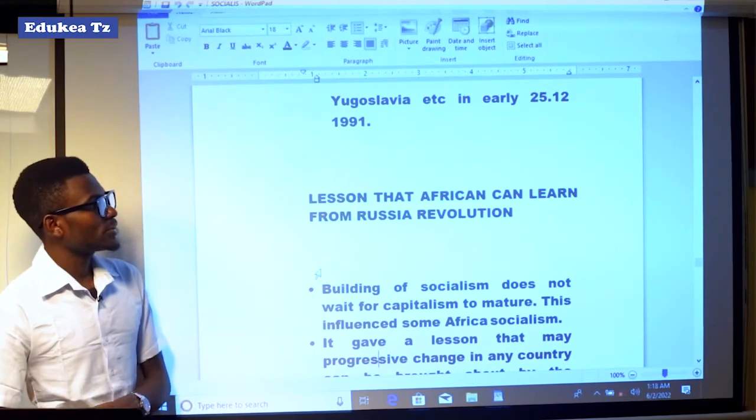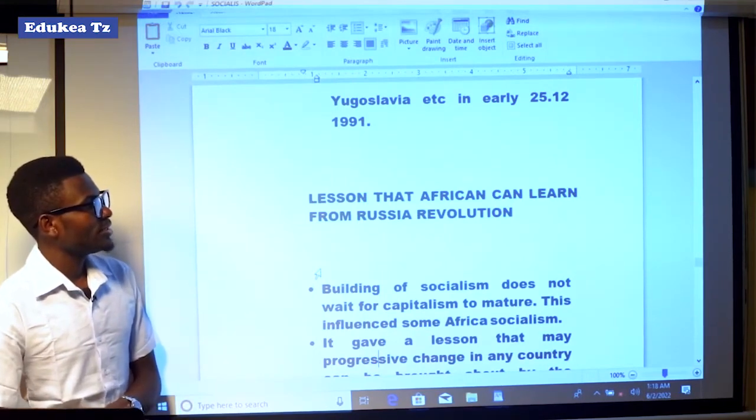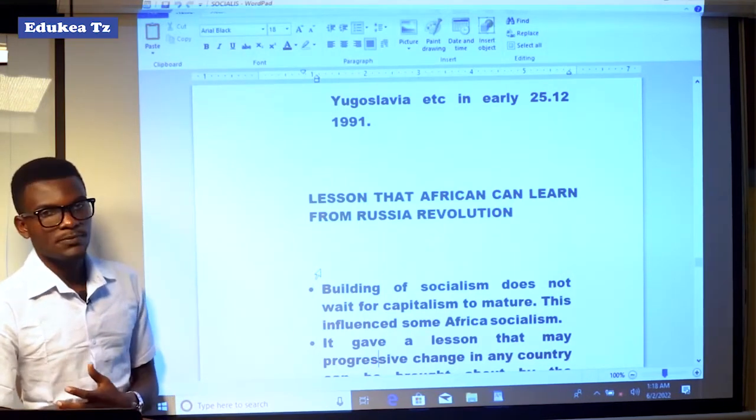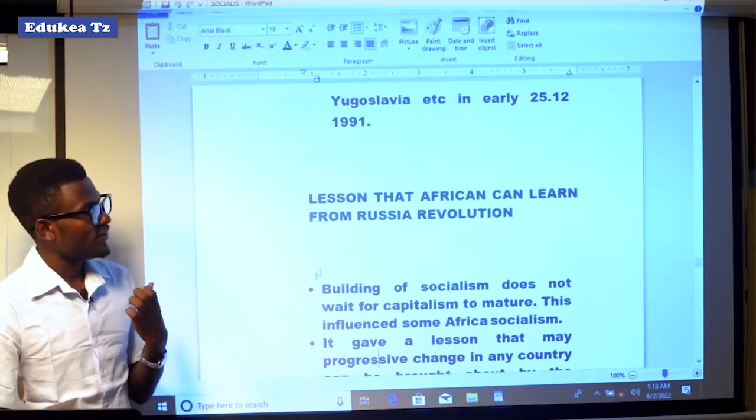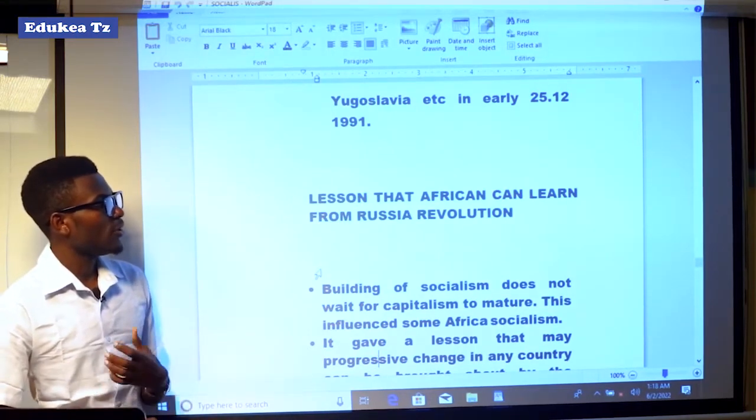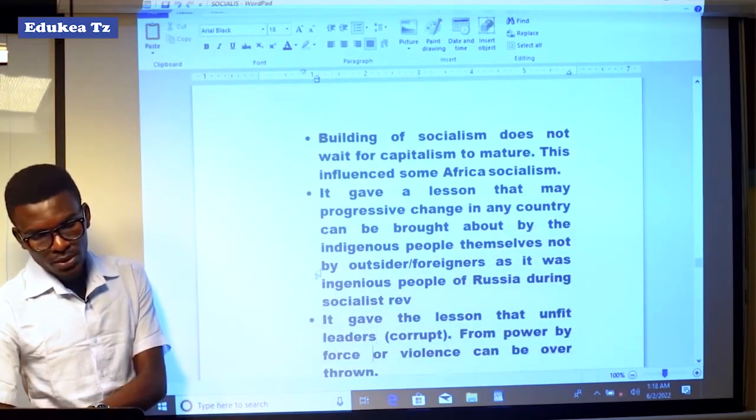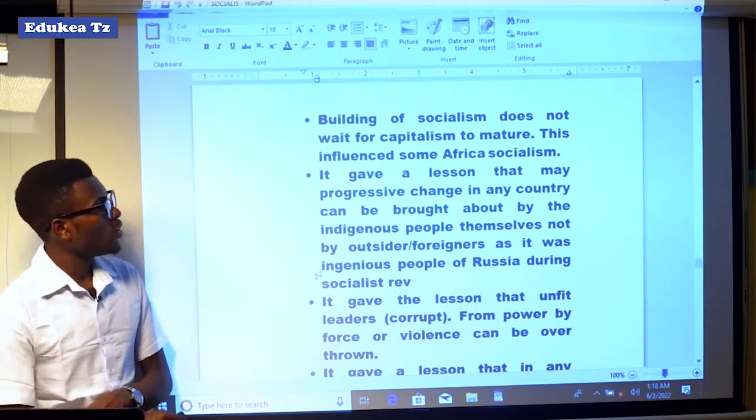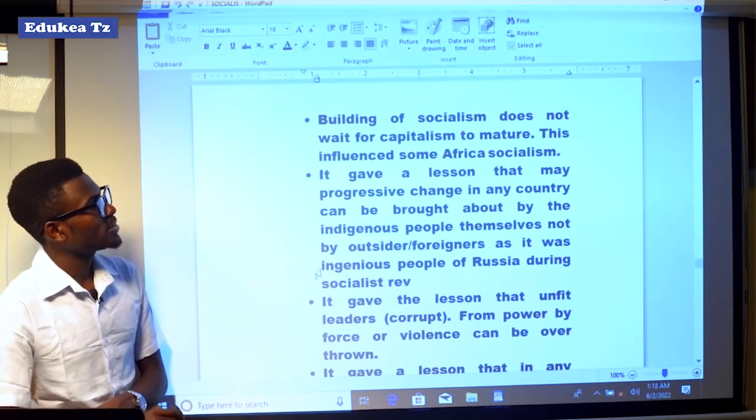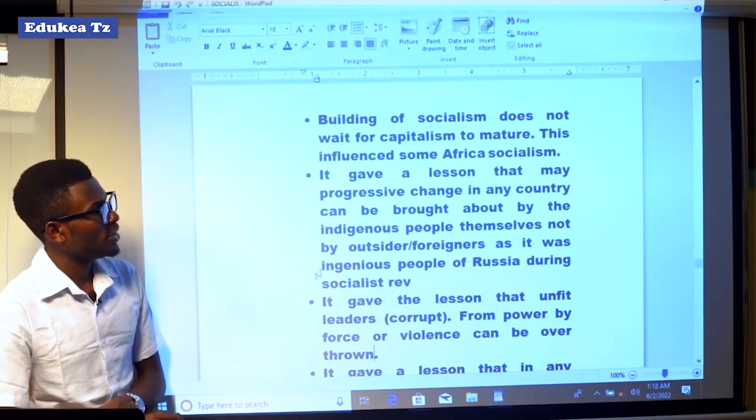So let us see the lessons that Africa learned from the Russian revolution. The lessons that Africa could learn or learned from the Russian revolution. The first one was that building of socialism does not wait for capitalism to mature. This influenced some African socialism.